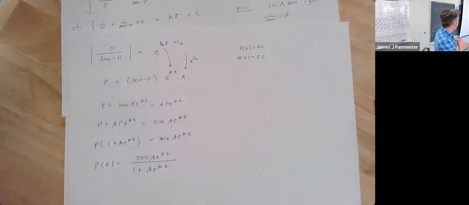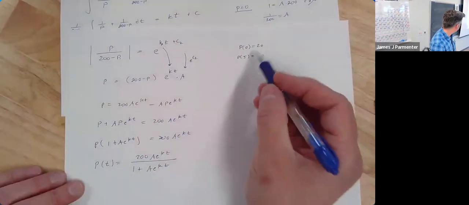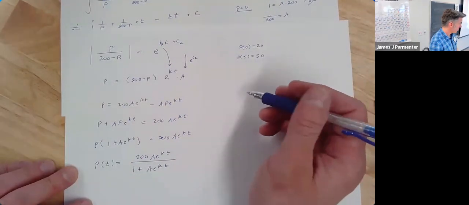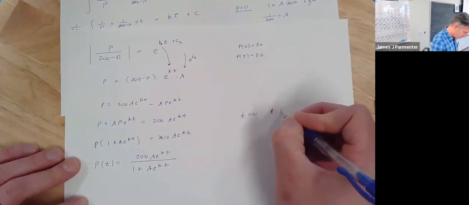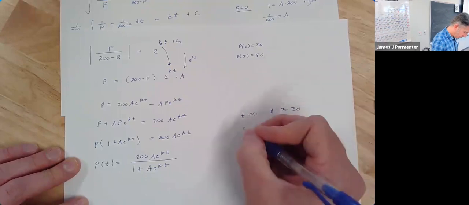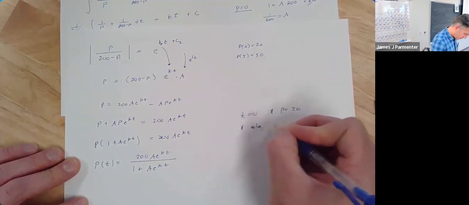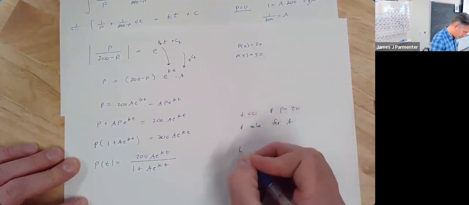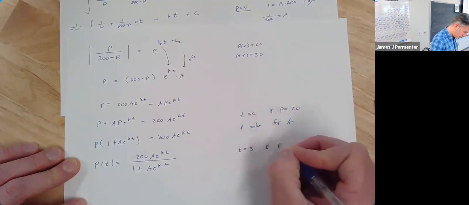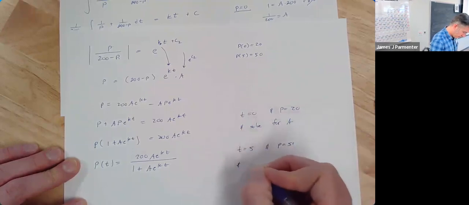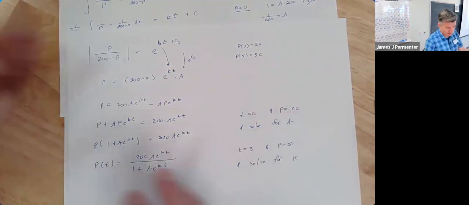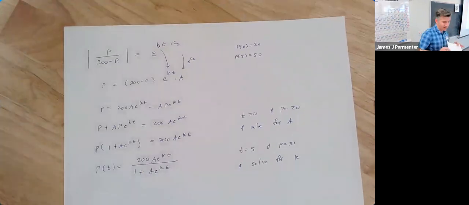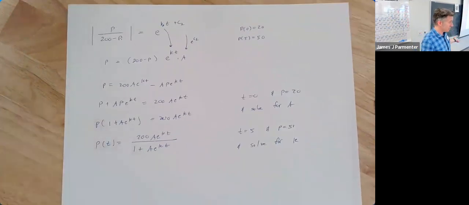Wow. And then you plug in your values here to solve for A and K. So plug in T equals 0 and P equals 20 and solve for A. And then plug in T equals 5 and P equals 50, and solve for K. So seeing all this, you might understand why that problem in the book said use a computer, because it's a giant pain in the butt.